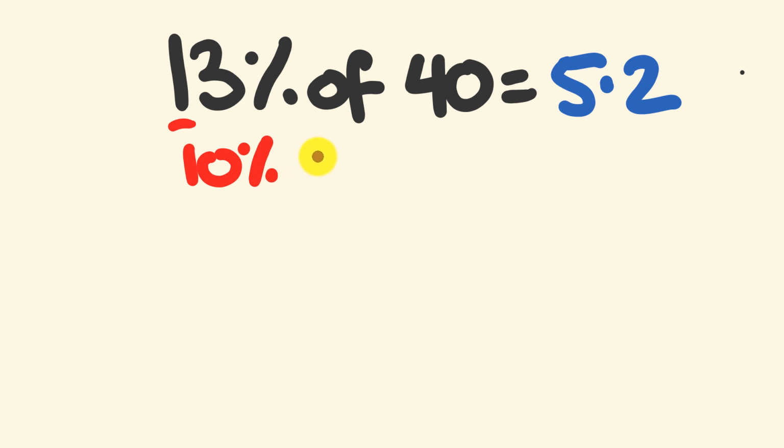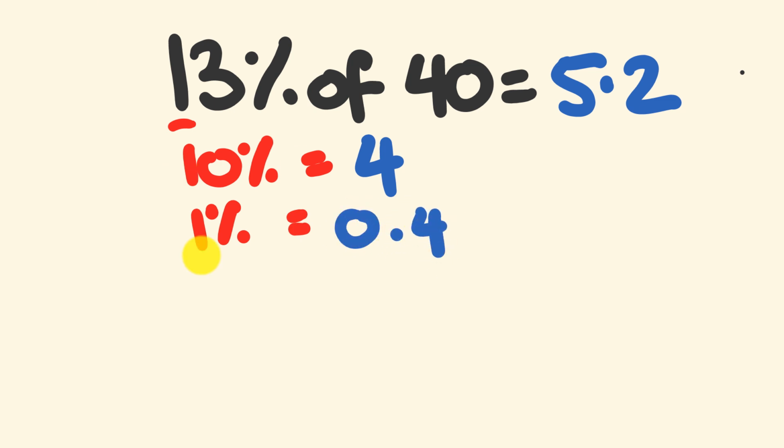10% of 40, nice and easy to work out. Well, that's going to be equal to 4. We just divide by 10. The next thing we can do is work out 1%. So 1% of 40, well, that's pretty simple. We just divide by 100 and we get the answer of 0.4.